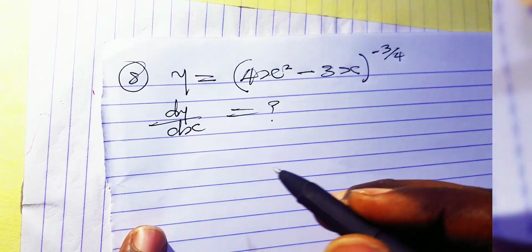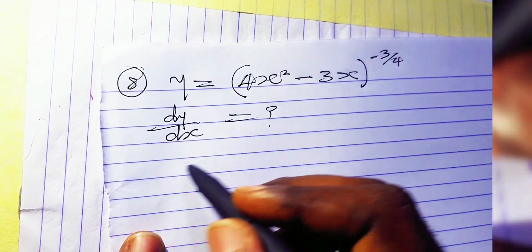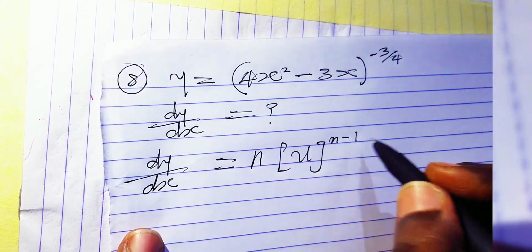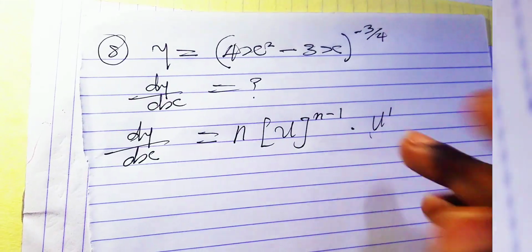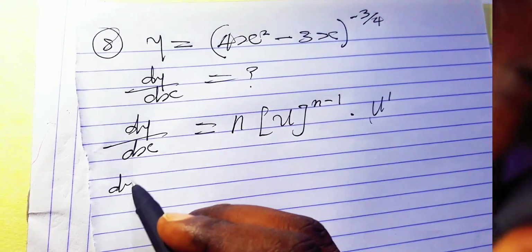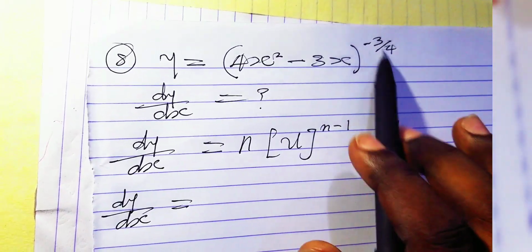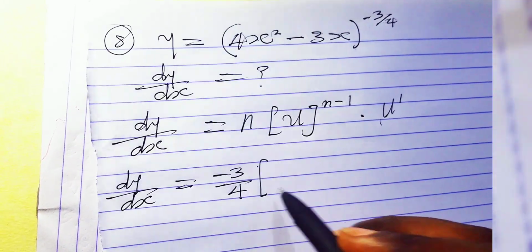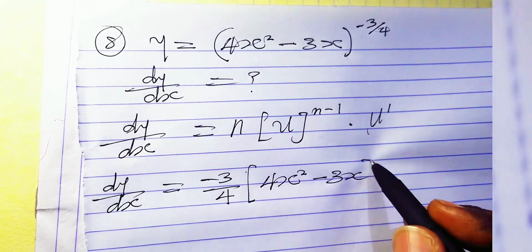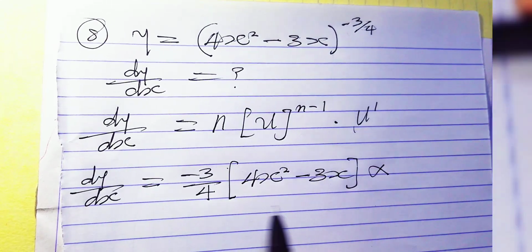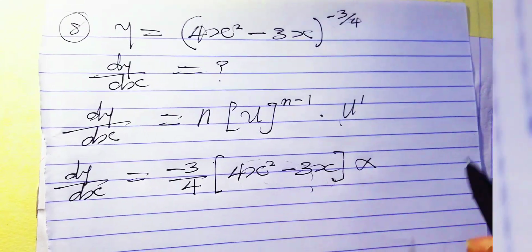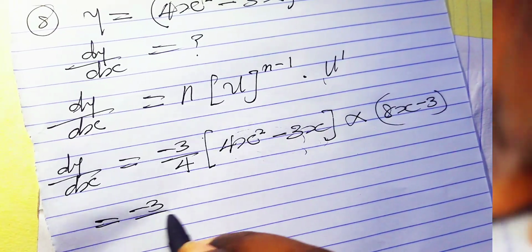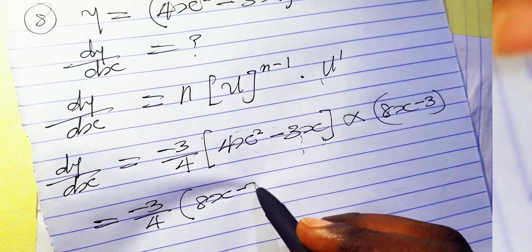Applying chain rule. Don't forget your chain rule says that dy/dx equals n times the bracket u raised to the power of n minus 1 multiplied by the differential of your u. And that's exactly what I'm going to do there. So dy/dx equals the power here, which is n equals minus 3 over 4. Then in the bracket 4x squared minus 3x, and then multiply by differentiating the content of the bracket, which is u prime, and that is 8x minus 3. And therefore, this can be written as minus 3 over 4 multiplied by 8x minus 3.